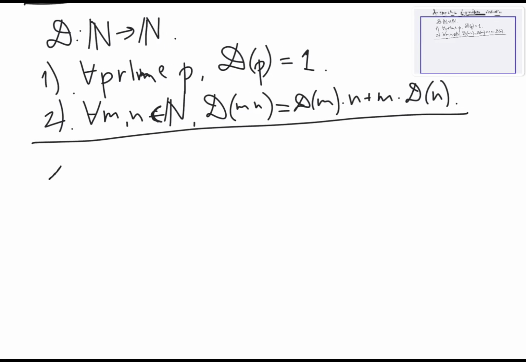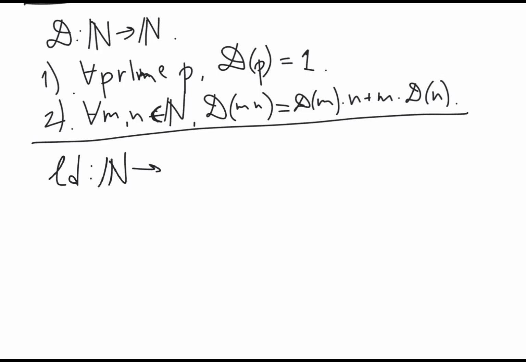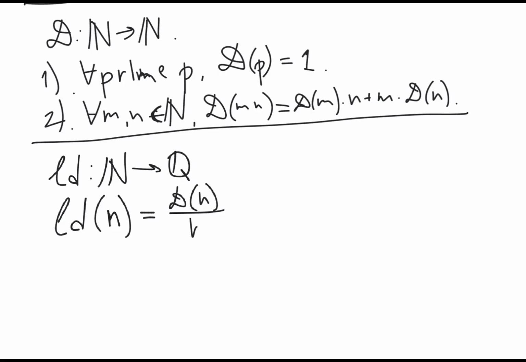the function LD, also from natural numbers, but now it's to rational numbers. So the values are not necessarily natural, and it is defined simply as the arithmetic derivative over the number itself. So the arithmetic derivative of n divided by n.